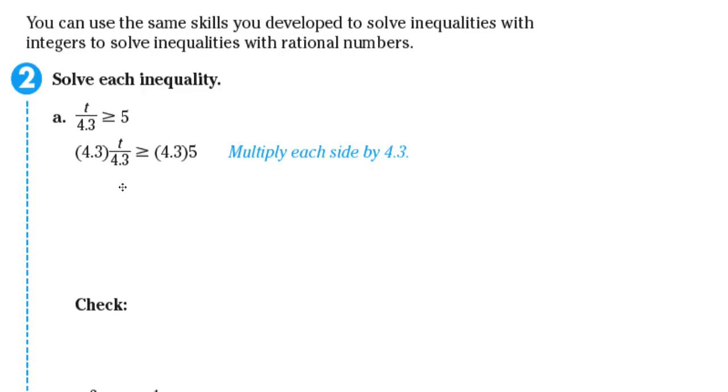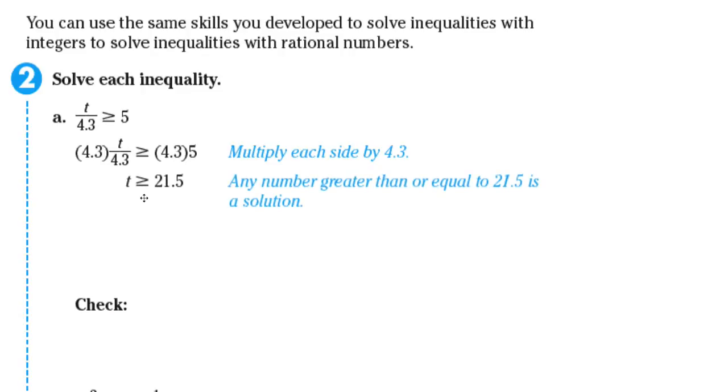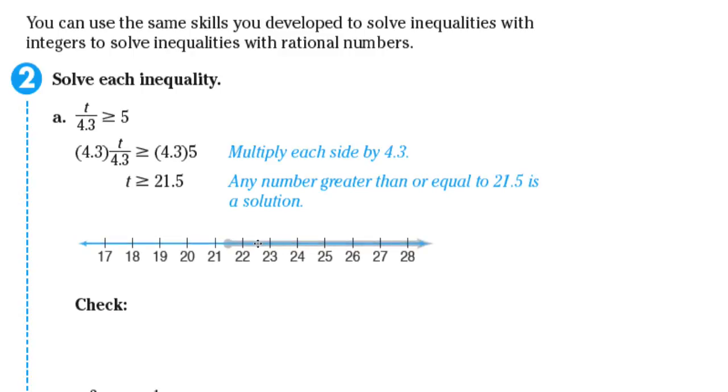So now we have isolated the variable: t is greater than or equal to 21.5. So any number greater than or equal to 21.5 will be a solution to this inequality. Then we graph our inequality. Remember, it's a greater than or equal to sign, so it's a closed dot. Since it's pointing away from the variable, the arrow goes to the right.